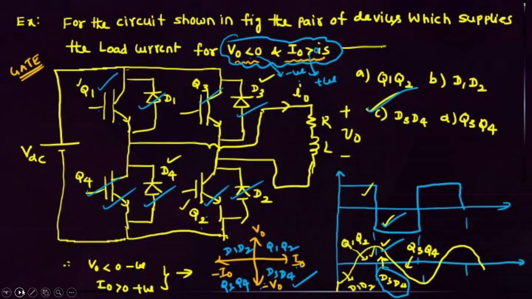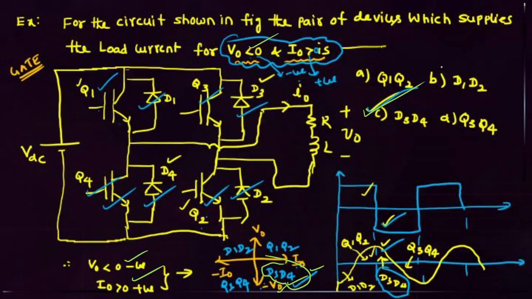And here it is asking that V0 less than 0, I0 greater than 0. V0 less than 0 means voltage negative. Voltage negative, current positive means fourth quadrant. In the fourth quadrant, which devices will conduct? D3, D4 will conduct. Answer is D3.